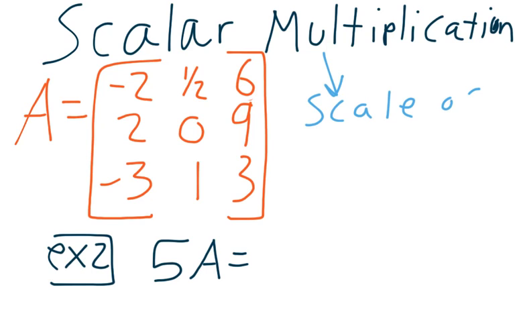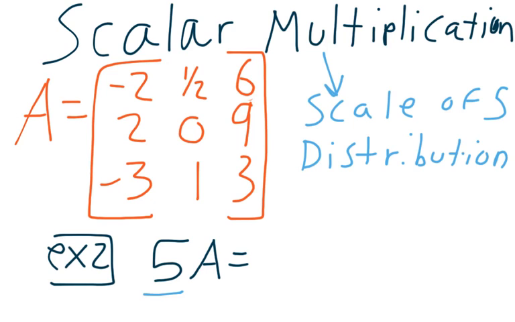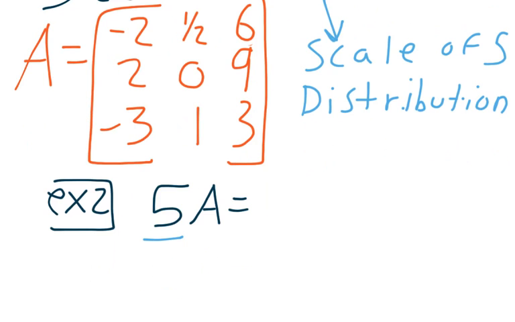So it's just like distribution. It's actually the exact same thing as distribution. I'm going to multiply everything in this matrix by 5. That's all you have to do. It's really that easy. So I'm going to make this matrix in this dark blue color now.